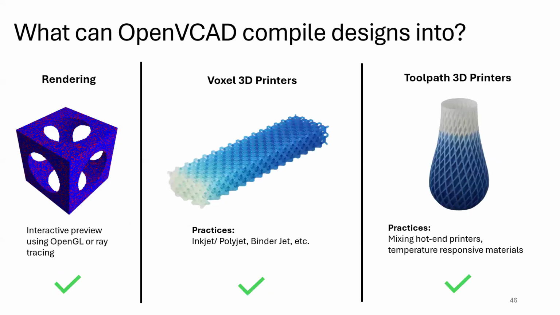So in summary, we have this voxel 3D printer compiler module. We have this toolpath one. We also have the rendering one, which we view as pretty important because we got to provide designers a good understanding of what's going to happen when they go to print the object.